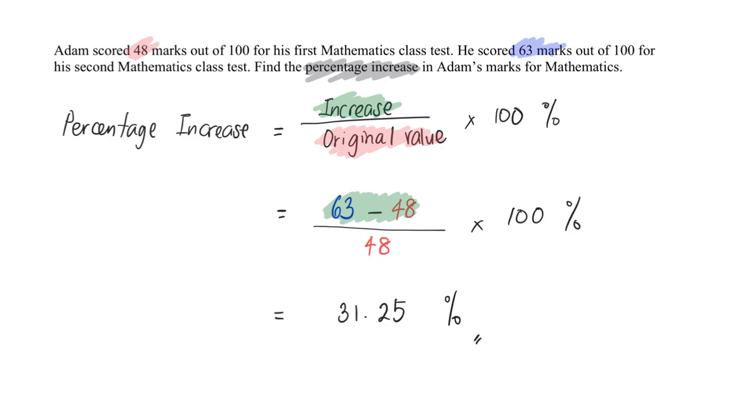Alright, take note, when we key in the calculator, this is what I will key in order for me to find 31.25. The symbol for percentage is at the side. With that, we have come to the end of this example.